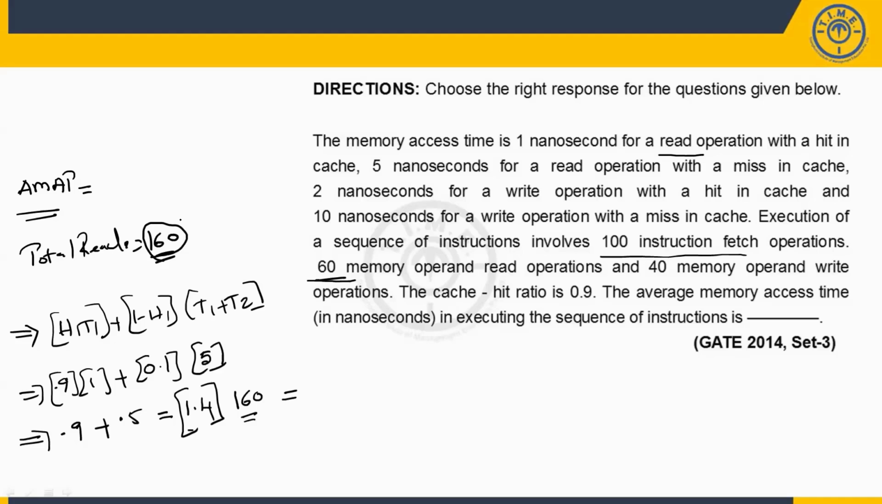Yes, sir. So 160 into 1.4 is equal to what? 224, sir. 224. Okay, total access time for the read operations is equal to 224. Similarly, calculate for the write operation.